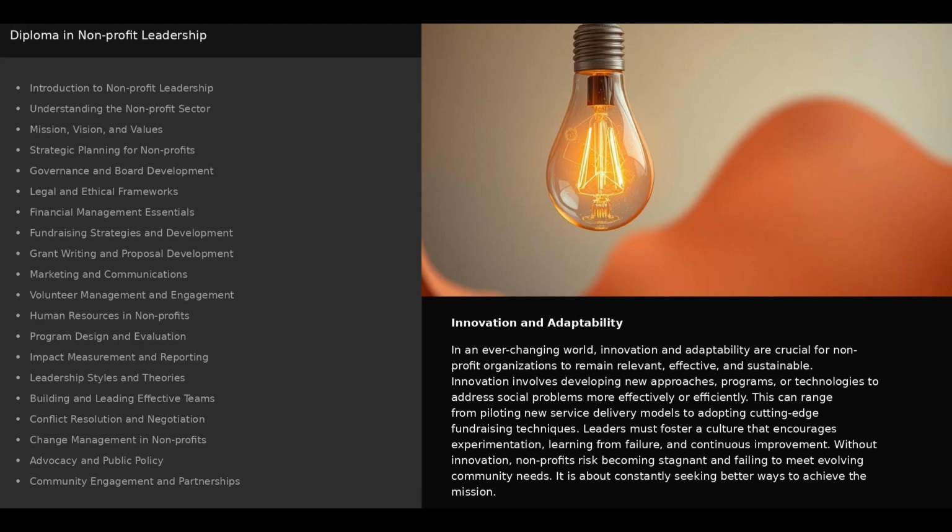Leaders must foster a culture that encourages experimentation, learning from failure, and continuous improvement. Without innovation, nonprofits risk becoming stagnant and failing to meet evolving community needs. It's about constantly seeking better ways to achieve the mission.